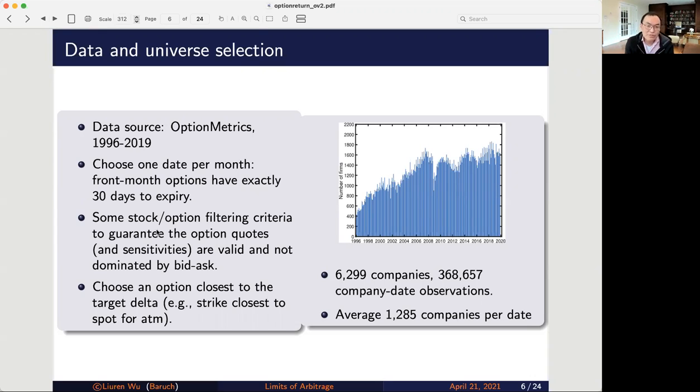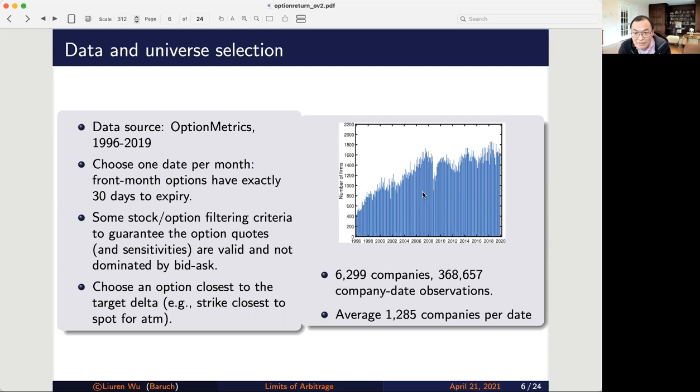And for each stock we choose, we pick an option contract closest to the target. For the main analysis, we use a 1-month at-the-money option, so you get the 30-day option, and then pick a strike closest to the spot. Right, that's the main filtering criteria. So we get about 6,000 companies, that many observations. So the universe is about here.